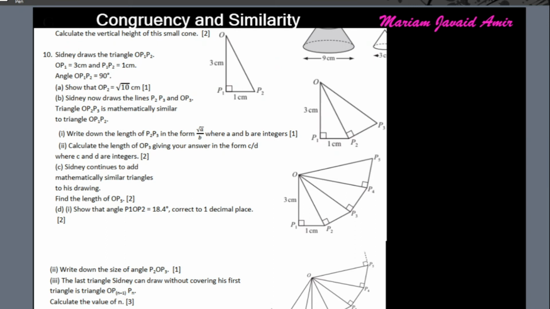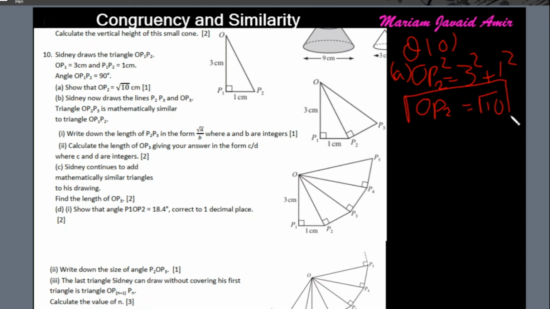Alright, question number 10, hopefully the last question of this worksheet. Sydney draws the triangle OP1P2. Show that OP2 is under root 10. We simply have to apply Pythagoras theorem, which is c squared, in this case OP2 squared, equals a squared plus b squared, which becomes 10. So OP2 is under root 10, and we've shown that.